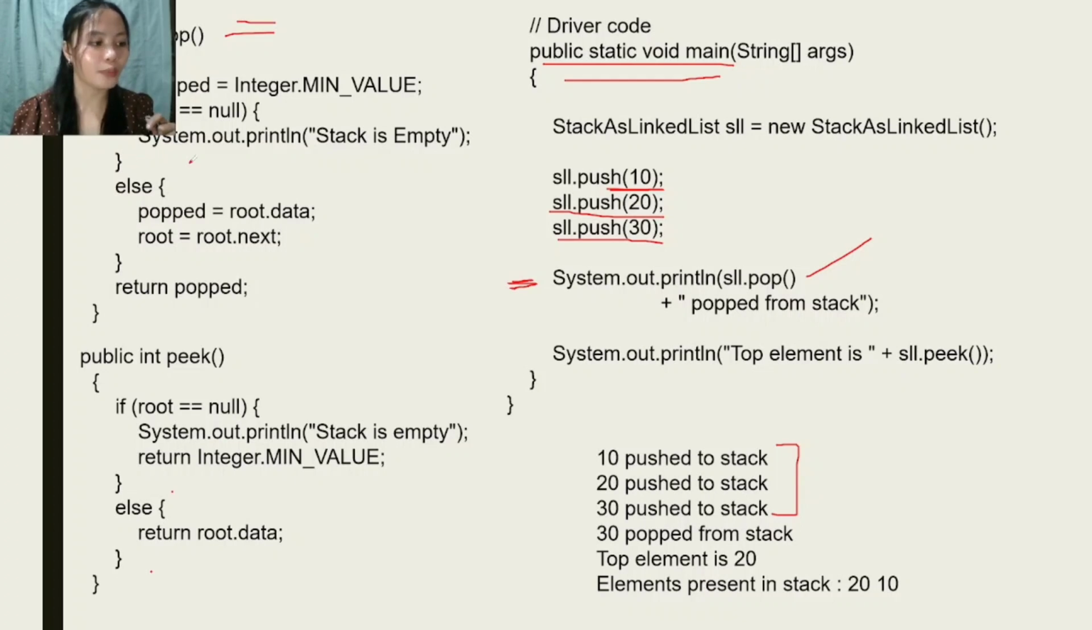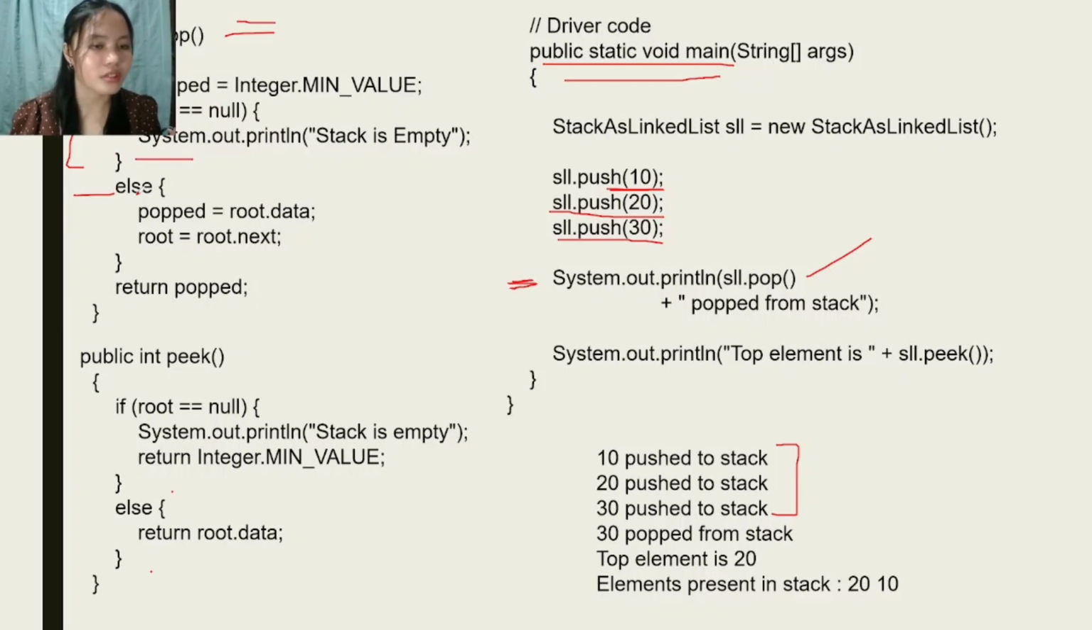So now we will proceed to our pop method here. In our variable popped we stored the integer minimum value, which is -2 to the power of 30, and then we will check if the root is null. Since the root is not equal to null, we have 3 nodes, and the root is 30. Yes, we will not perform this.